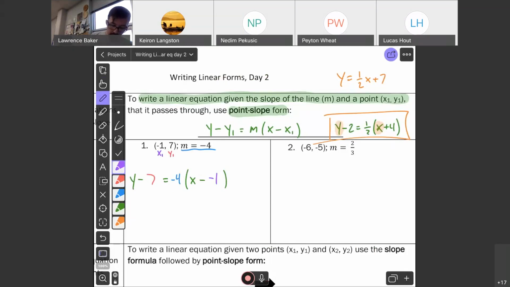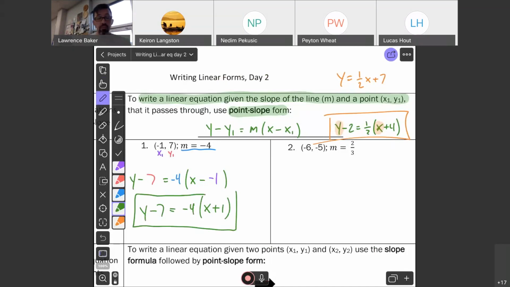So the only thing we have to do here in order to simplify this, to finish this, is this right here. We need to deal with the sign on that. So y minus 7 equals -4 times x plus 1. That's the only simplifying that we do with the point slope form. Okay? You don't distribute, you don't try to get y by itself. Okay, that's what slope intercept form looks like. Here we're trying to leave it in point slope form.